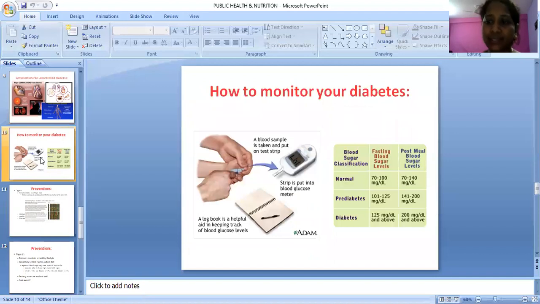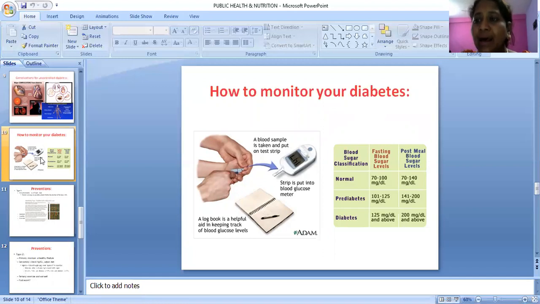How to monitor your diabetes? Before monitoring, we have to know what is fasting blood sugar. Before taking any tea, coffee, etc. Fasting means absolute fasting. You can drink just water only. That is fasting blood sugar.